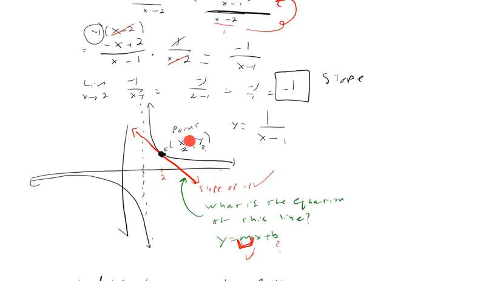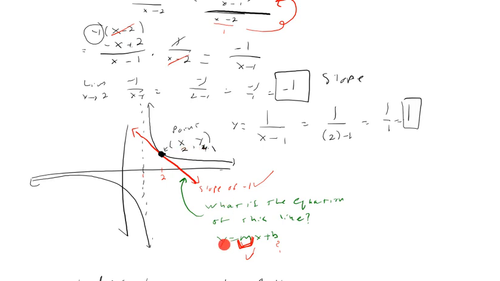Well, I can take this x value, plug it into my equation, and get the y. This tangent line touches the graph, so it's got to find the y value, right? So I can say, okay, 1 over 2 minus 1. That's going to be 1 over 1. That's going to be 1. That's my y value. Now that I have my point, my 2 and 1, my location, I can use these points to plug into x and y and find my b.